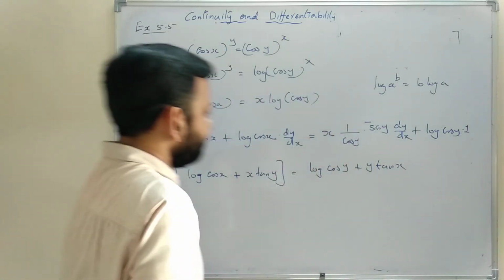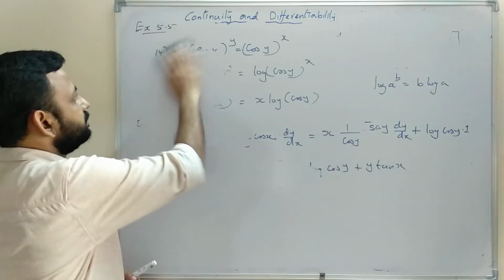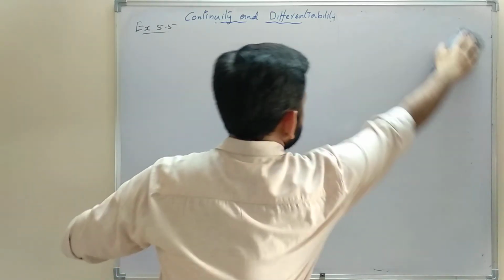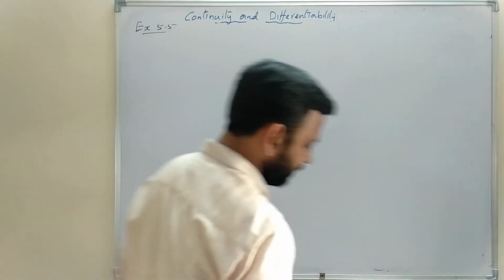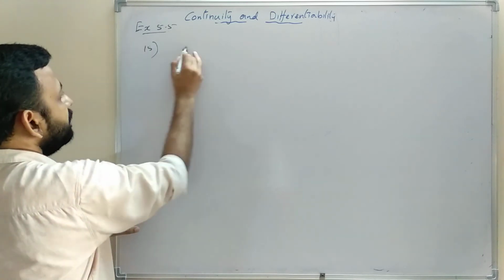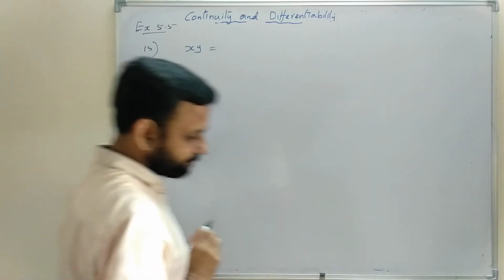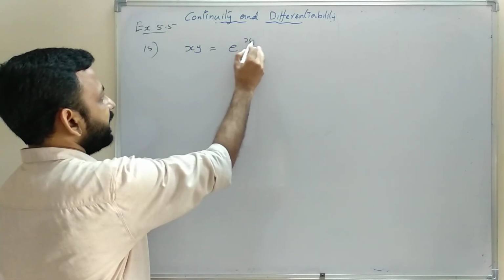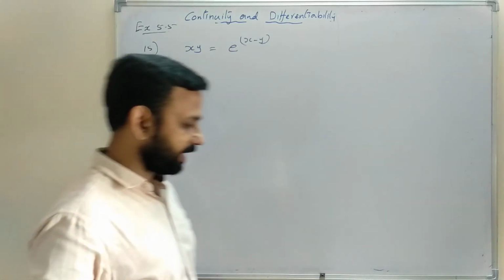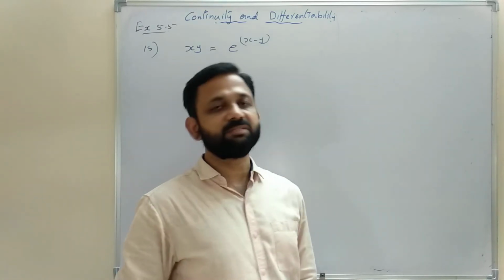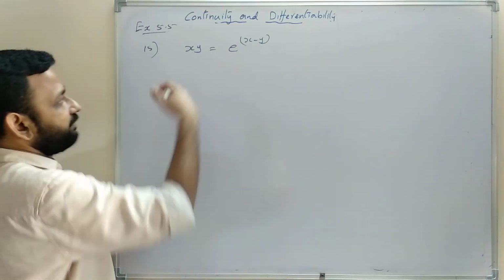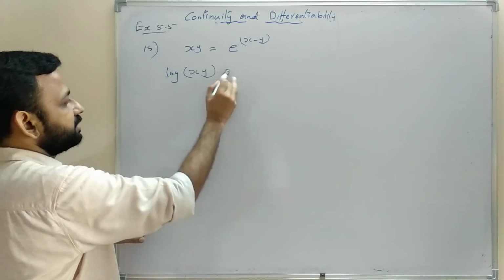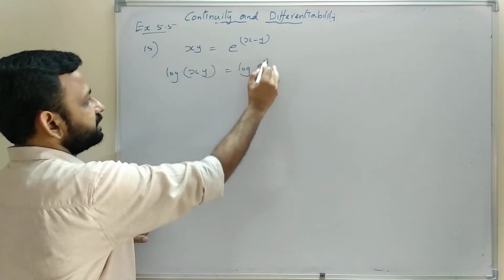And question number 15: xy is equal to e raised to the power x minus y. Same method, we will take logarithm on both sides. Log LHS is equal to log RHS.